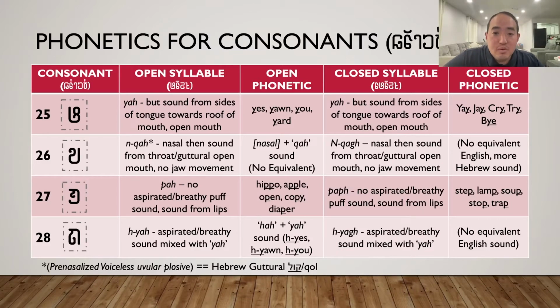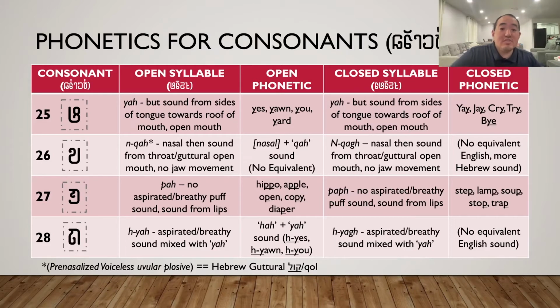For the closed syllable, it should be ya. It's not a strong closed syllable sound, but there is still a closed syllable sound. It's produced in the same area, but on a closing motion, right? The closing phonetic you'll hear in the letter Y in words like yay, jay, cry, try, or bye. That's how you'll pronounce the closed phonetic for ya.